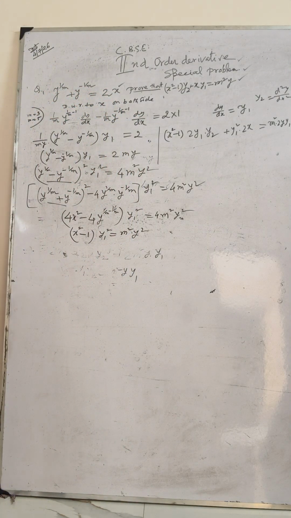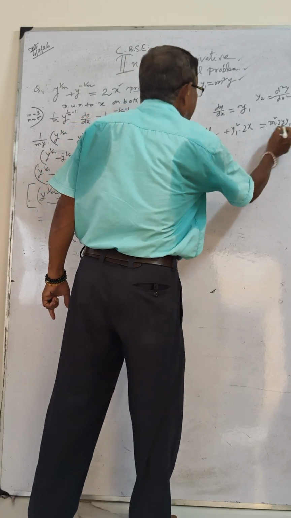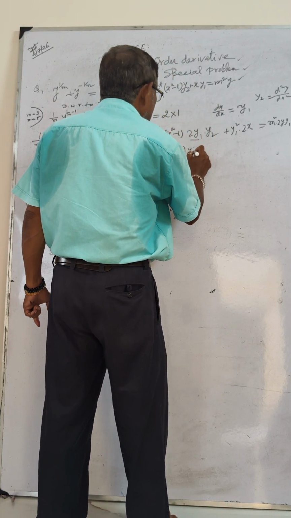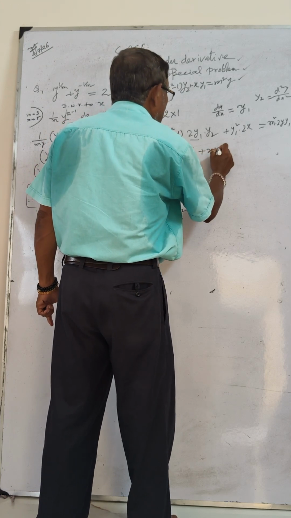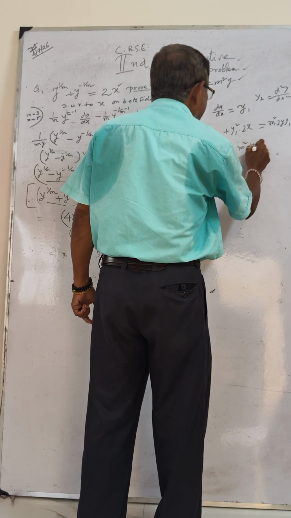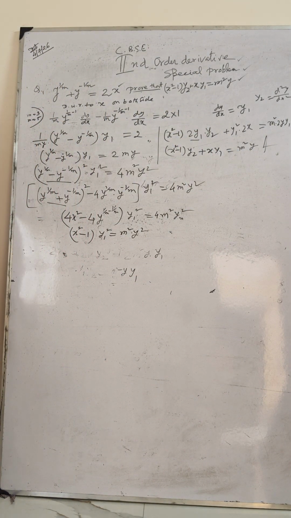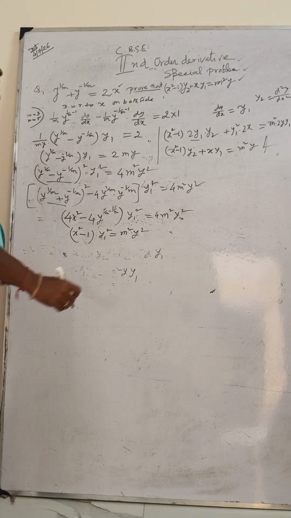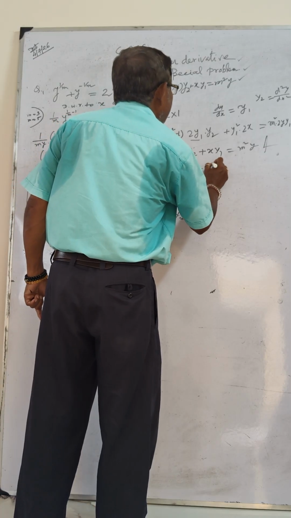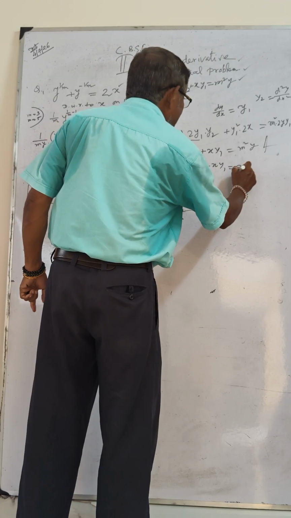Now we get the result if we divide both sides by 2y1. If we divide both sides by 2y1, we get the result (x square minus 1) y2 plus x y1 is equal to m square y. That's the final result. Now in case the value of m is 3, what result arises? (x square minus 1) into y2 plus x y1 is equal to m square, means 9 into y.